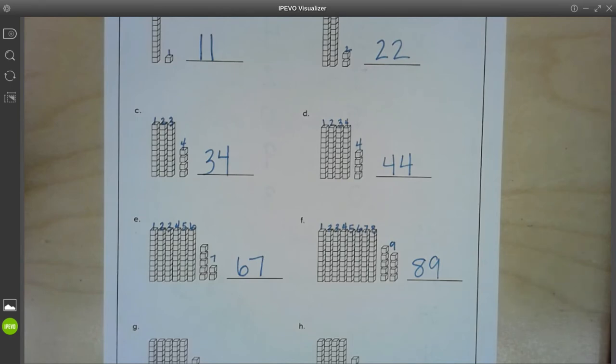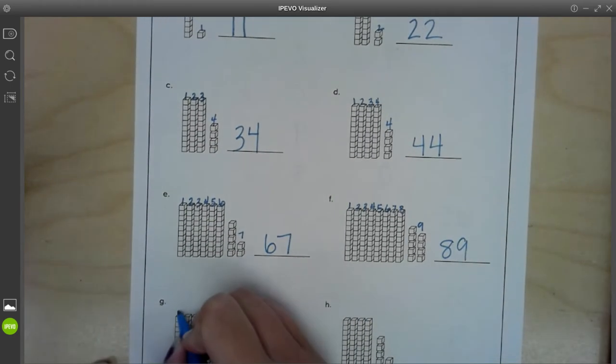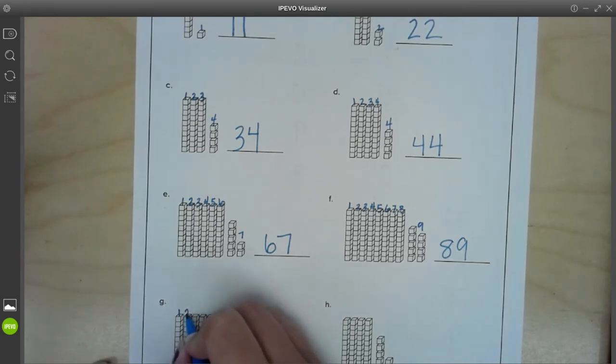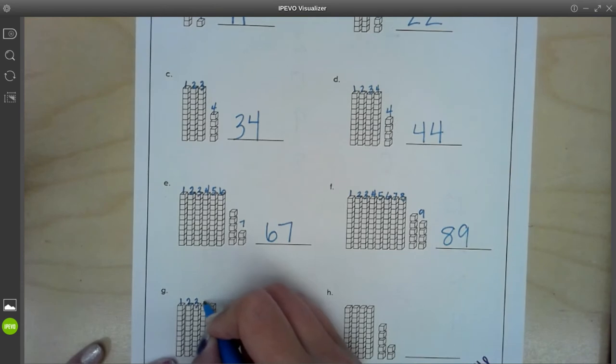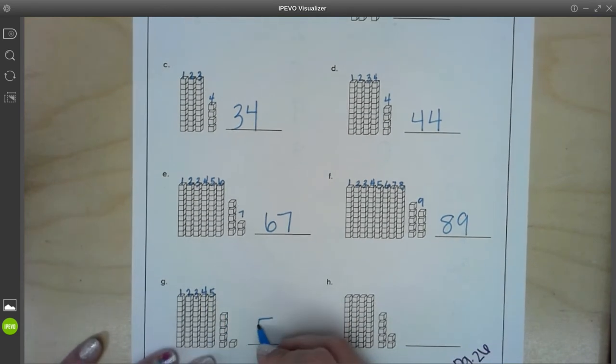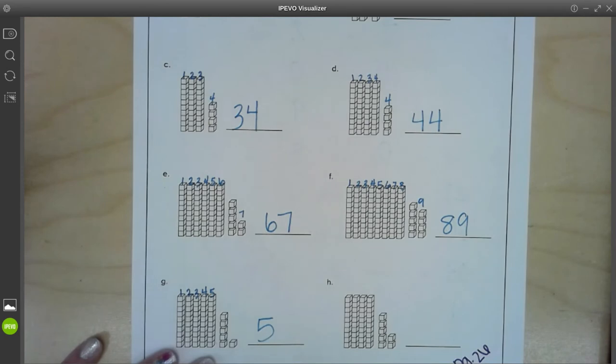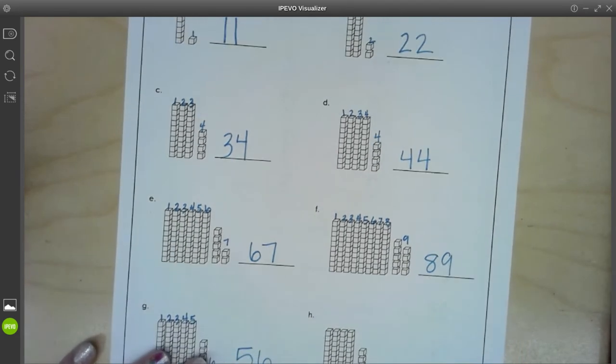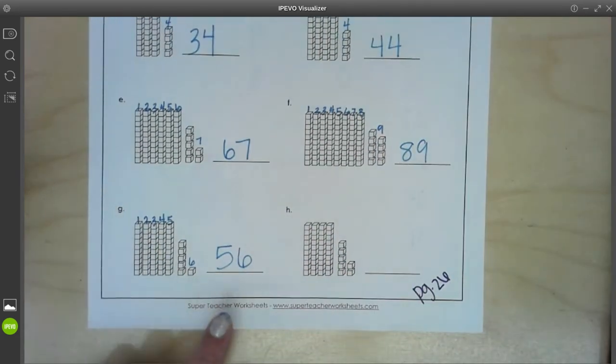Okay. Next one here, let's count the tens. We've got 1, 2, 3, 4, 5. So we have 5 tens. And ones, we have 1, 2, 3, 4, 5, 6. 6 ones. So those place value blocks show us the number 56.